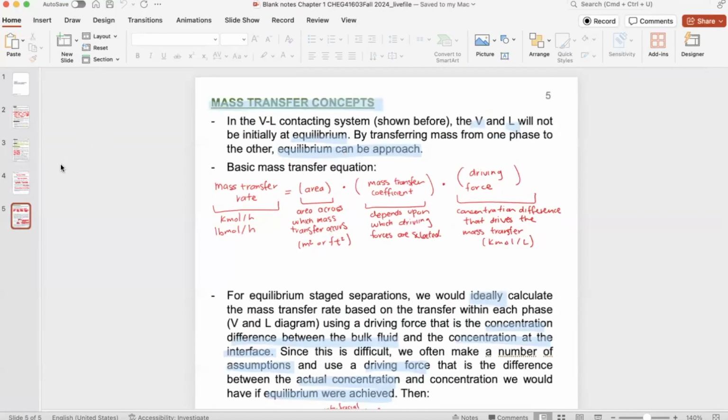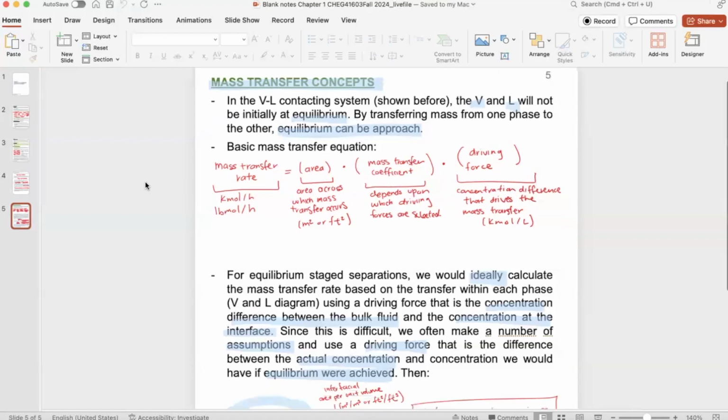Now that we have reviewed equilibrium briefly, let's look at mass transfer concepts, because these become very important to analyze our separation systems. In the vapor-liquid, or VL, contacting system shown before in the little box in the previous slide, the vapor and the liquid, V and L, will not be initially at equilibrium. By transferring mass from one phase to another, equilibrium can be approached. If we recall our basic mass transfer equation, where mass transfer rate equals area times mass transfer coefficient times the driving force, we will see why mass transfer becomes very important in these systems.